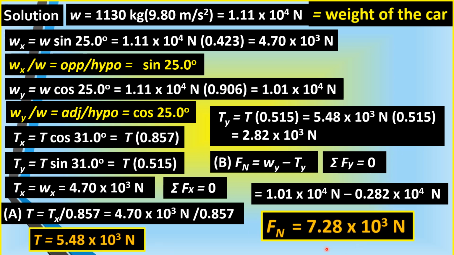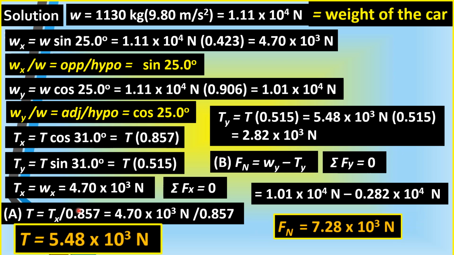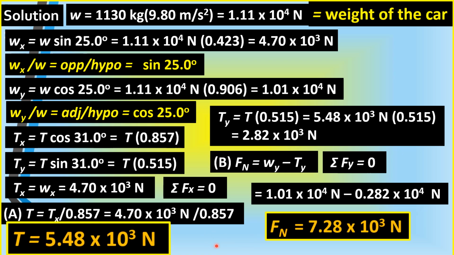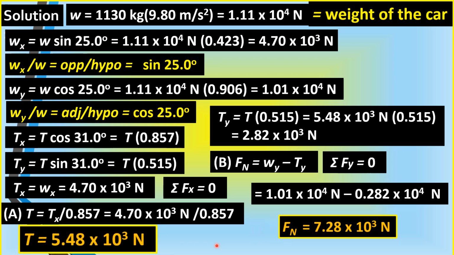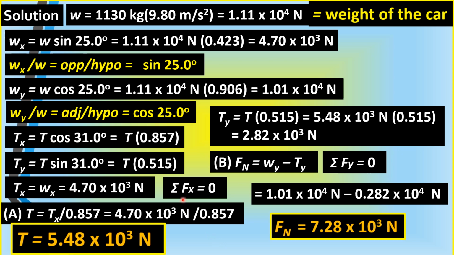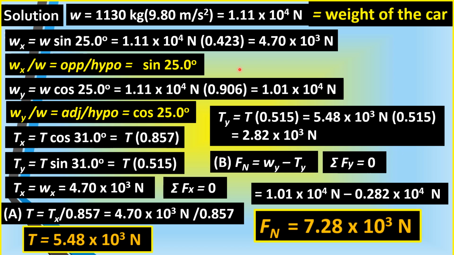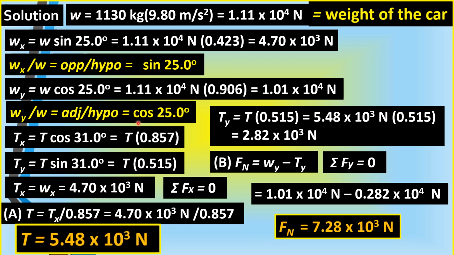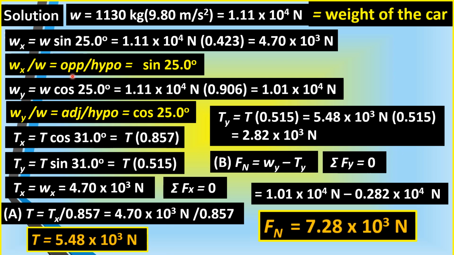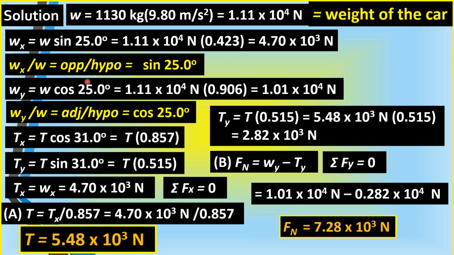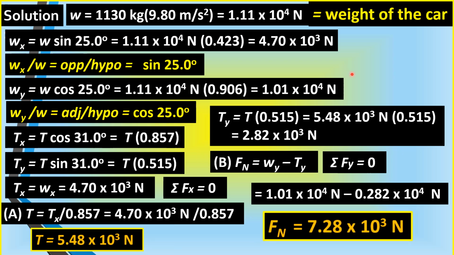So these are the answers for the two questions, letter A and letter B. There were practically no mistakes in the calculations for these forces. It's just that we went over the solution to clarify the concept of using the cosine and the sine of the angle as applied in this problem. So I hope everything is clarified.